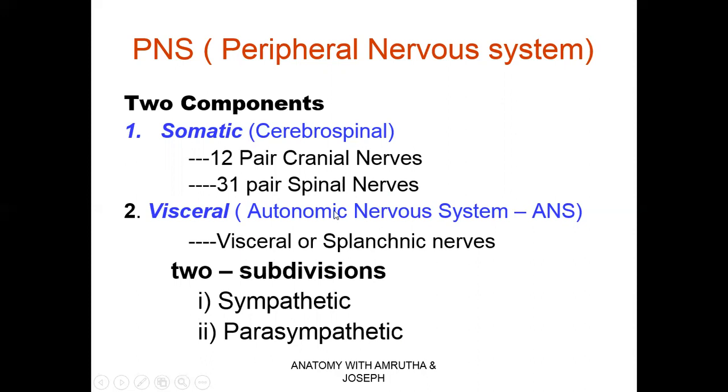The next component is the visceral component or autonomic nervous system. It has other names like splanchnic nerves or visceral components, since it is going to supply the viscera, the inner organs. There are two subdivisions: sympathetic and parasympathetic components. So the peripheral nervous system has a somatic component and a visceral component. The somatic component supplies the body wall, whereas the visceral component supplies the inner viscera.